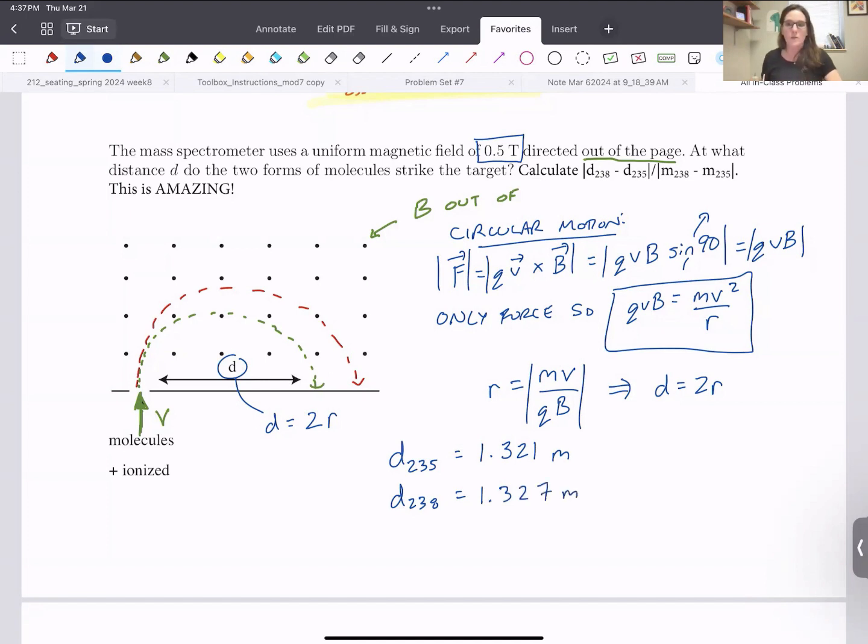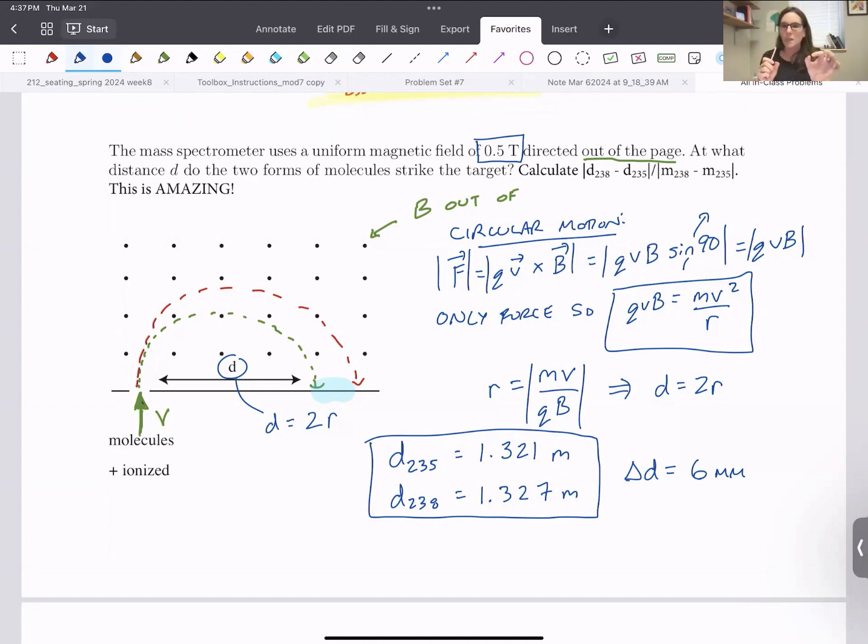d238 is 1.327 meters. So you're like, well, these are basically the same. What are we doing here? But what that means is that the distance between them is actually going to be equal to 6 millimeters. So delta d is equal to 6 millimeters, which in the big scheme of things is actually really reasonable, right? That's a super manageable amount.